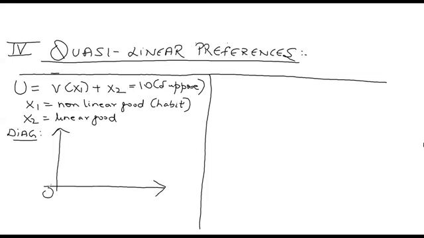I am again trying to sum up the quasi-linear preferences done from the previous lecture. Okay.